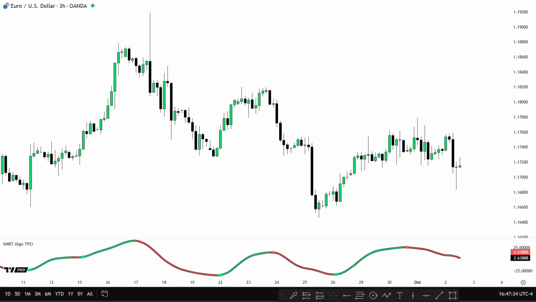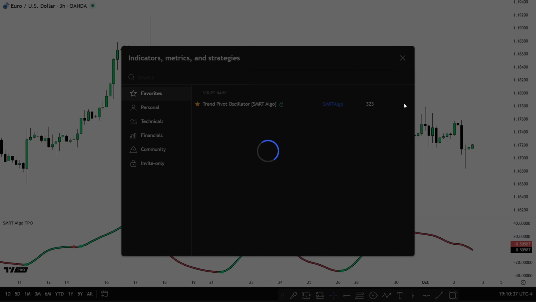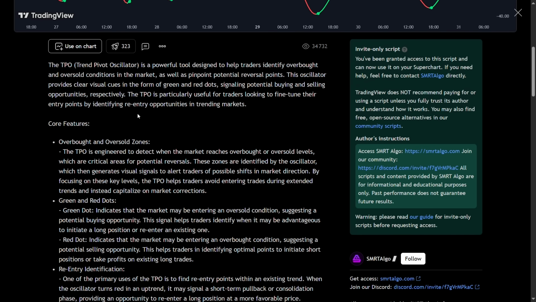One tool that's worked really well for me is the Smart Algo's TPO, Trend Pivot Oscillator. At first, I only had a 1-month test account, but after trying it, I was impressed. Here's how it works. Click Read More, and you can study how it works. As its creator describes, the TPO, Trend Pivot Oscillator, is a powerful tool designed to help traders identify overbought and oversold conditions in the market, as well as pinpoint potential reversal points. And as I checked, it really works. However, I am using it differently.